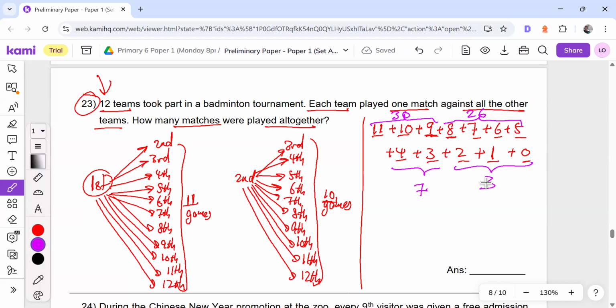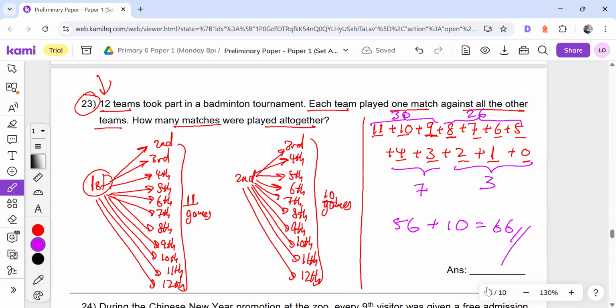So when you have a lot of numbers to add, what do you do? Just group them together and add them together according to the groups, right? Group them together and it's easier to add. So 30 plus 26 will be how many? 30 plus 26 will be 56. Then 7 plus 3 will be 10. So total 66.